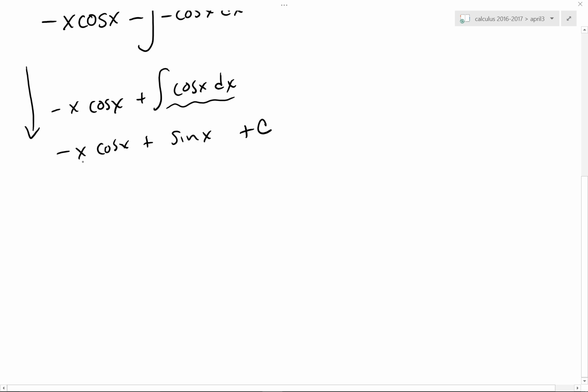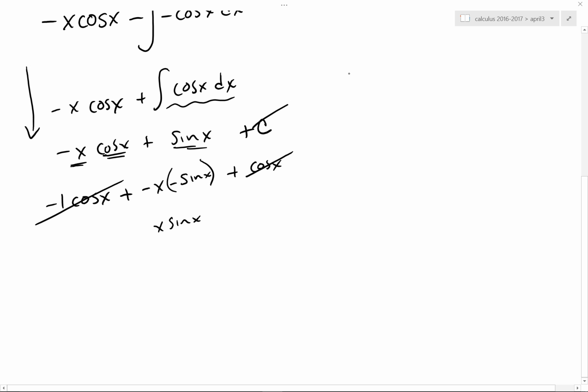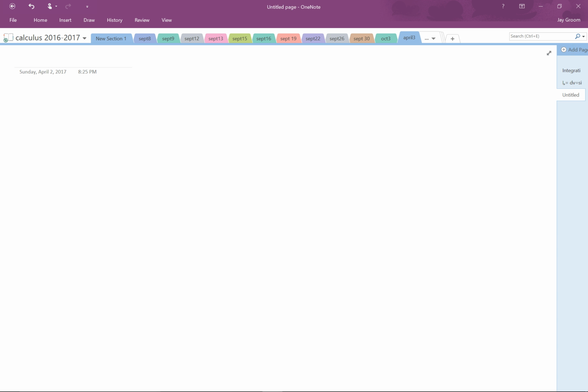If I wanted to take the derivative of this, it'd be the derivative of that, which would be negative 1 cosine x, plus negative x times the derivative of that, which would be minus sine x, right? Plus, and what's the derivative of that? Cosine x. This and this cancel out. This is just x sine x. And of course, the derivative of that's 0. So this thing right here is my answer. Yay, it works. And it's not terribly difficult.